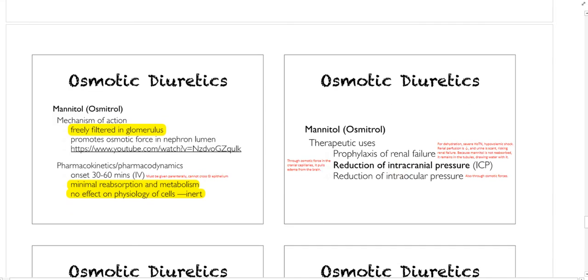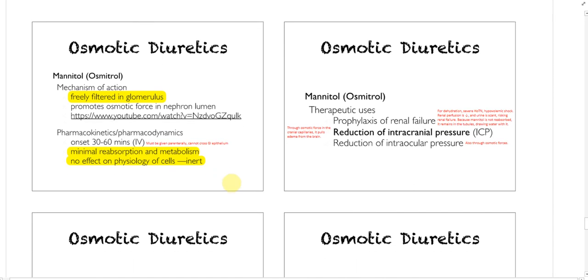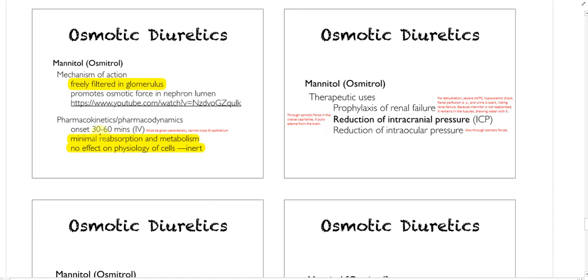Osmotic diuretics. So mannitol is freely filtered in the glomerulus, and it just yanks in water from wherever it floats to. So this is great in particular for things like increased ICP, intracranial pressure. It goes up to the blood vessels in the brain, creates this incredible osmotic pull of fluids from the interstitial space, and then allows for it all to go draining out through the urine. And it acts very quickly, 30 to 60 minutes. It's only ever given IV because it can't cross that GI epithelium.